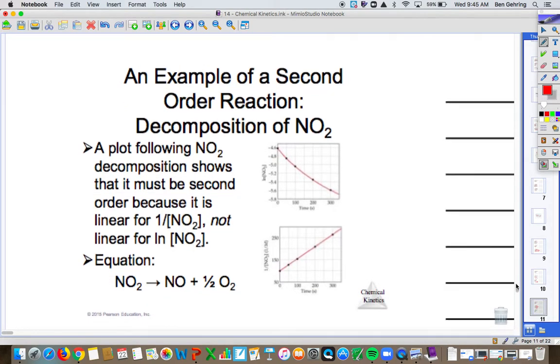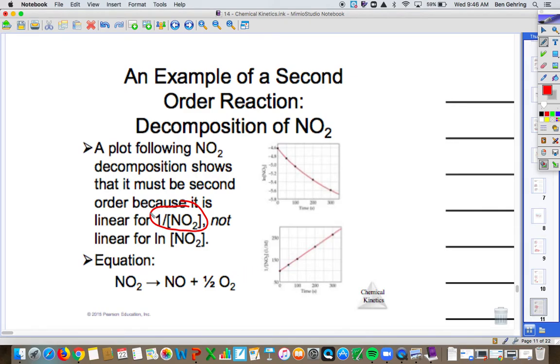If we look at this in a graph, here's an example of the decomposition of nitrogen dioxide. This is looking at your concentration change. This graph is showing you the natural log of your concentration. Notice how the line is a curve. This one is taking 1 over your concentration. And notice, because your concentration is decreasing, 1 over it is going to go up. But this is a linear line. So this is linear for 1 over your concentration, not the natural log of concentration. And it's going to be based on this reaction here. Okay, so this equation here is going to yield that situation.